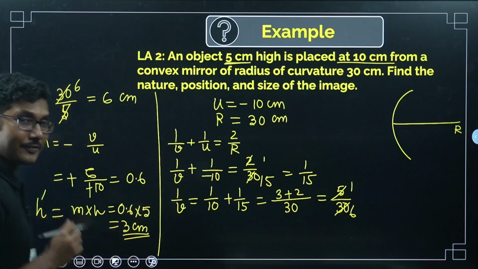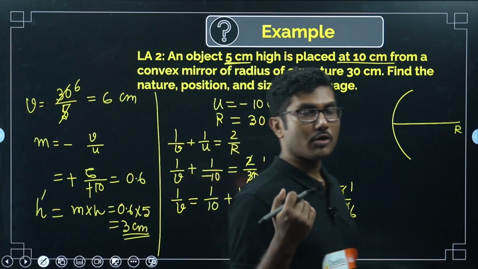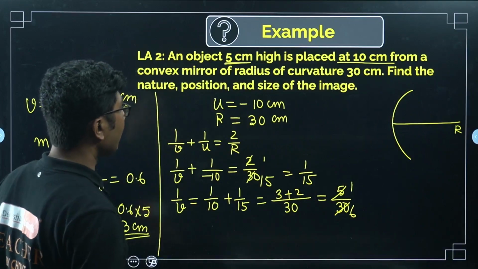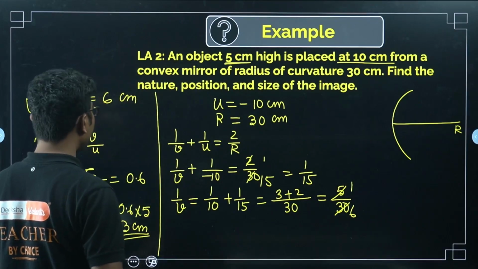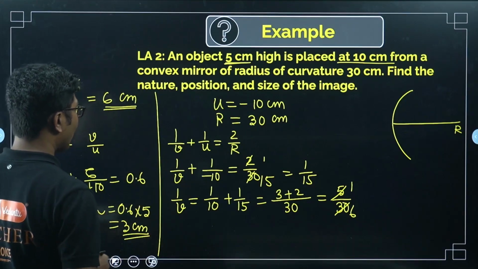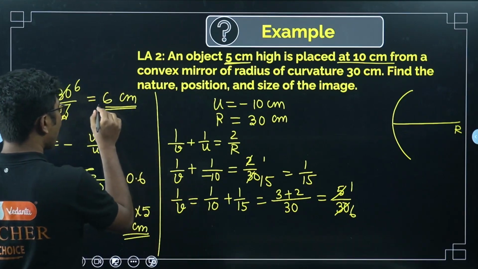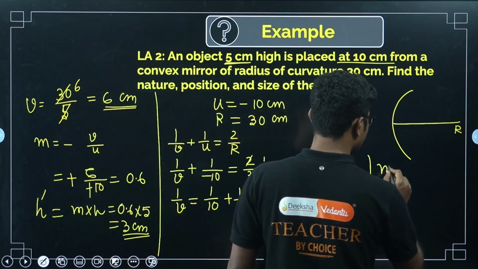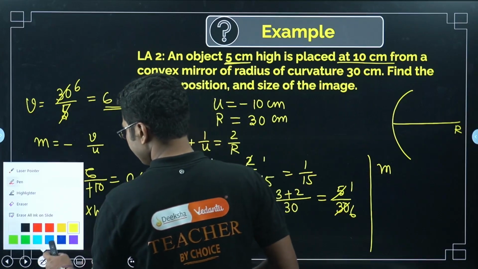Remember this. This is a very tricky question. This is also from one of your previous year questions. So don't get confused. First of all, you have to find the V. V is 6 centimeter. This is one answer. And what is the nature of the image? V is positive. So the nature of the image is virtual.